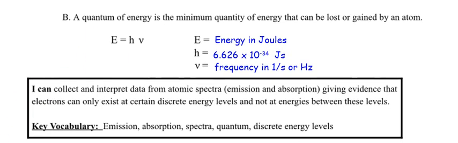Here's another I can statement. It says, I can collect and interpret data from atomic spectra, giving evidence that electrons can only exist at certain discrete energy levels and not at energies between these levels. Folks, certain discrete energy is another way of saying a quantum of energy. All right, so an exact amount of energy levels and nothing in between.